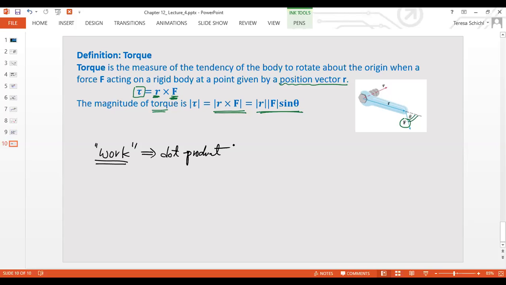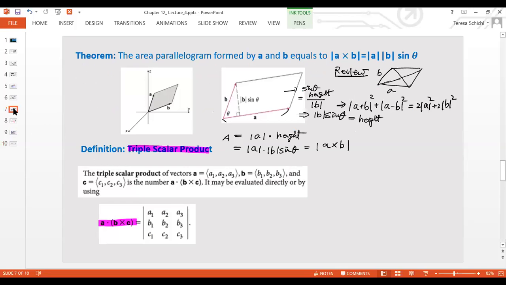Okay, so that's it for this video. Let's refresh our memory. The key part of what we learned here is how to find the area of the parallelogram. This is the first geometry application of the cross product: the length of the cross product is the area of the parallelogram.